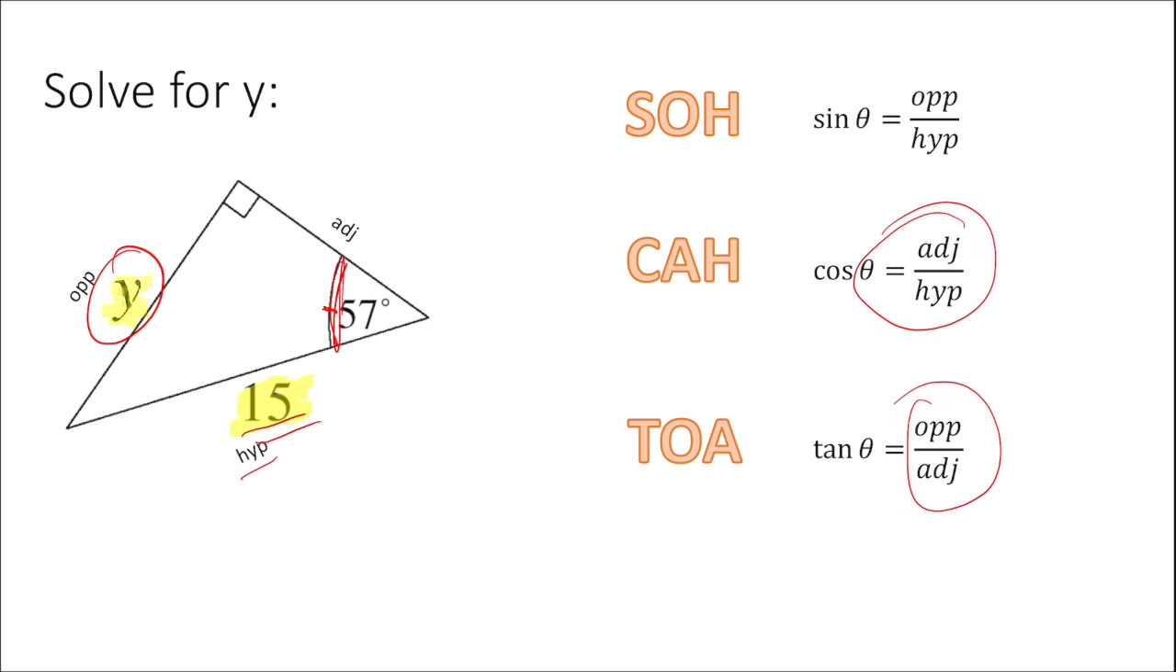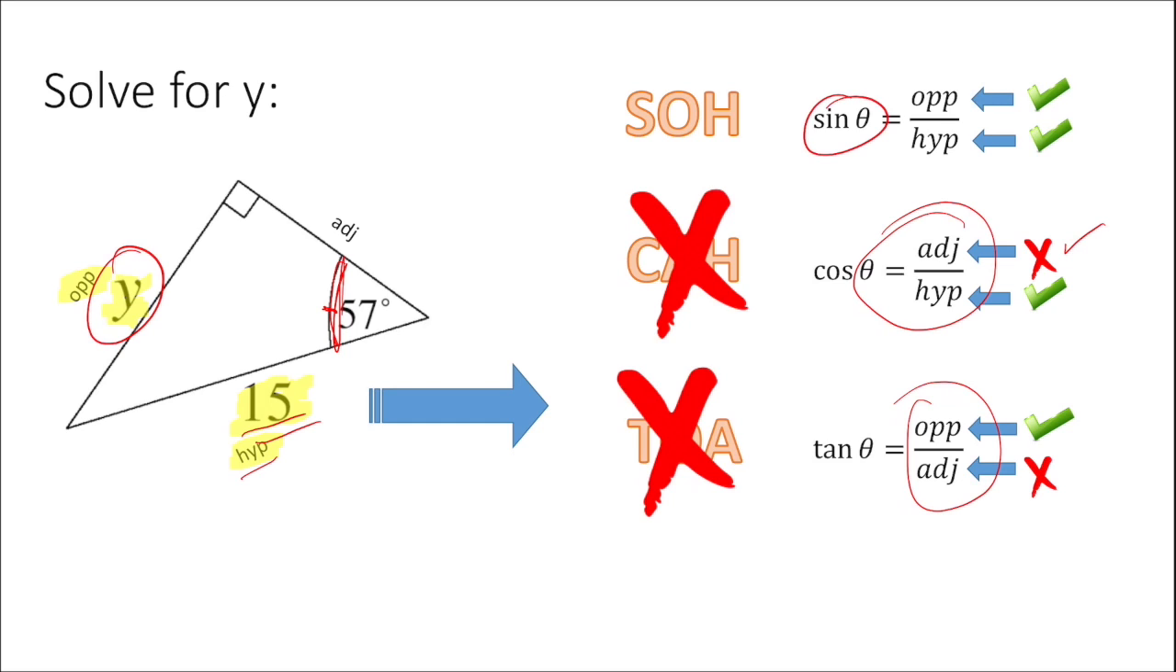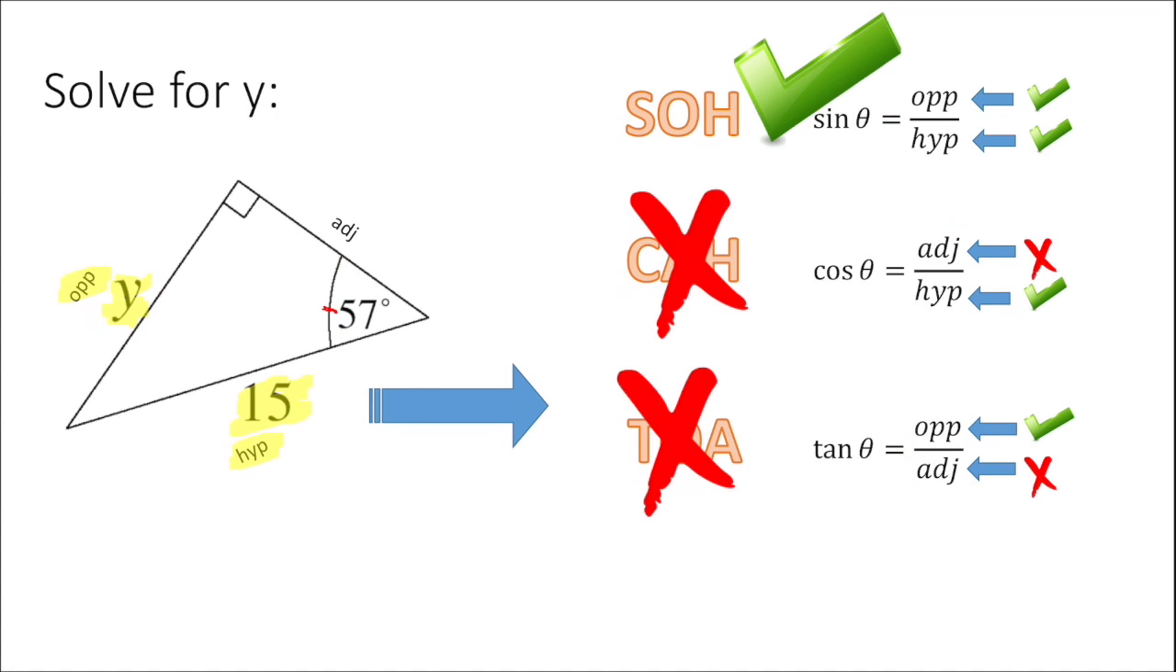I have the hypotenuse, I want y. I have opposite, I have adjacent? No, I don't have adjacent. So I'm not going to use TOA. I have hypotenuse, but I can't use TOA because I don't have the adjacent. I want the opposite. I have the hypotenuse, and I can find sine of 57, which is just a regular number. So I'm going to use sine.